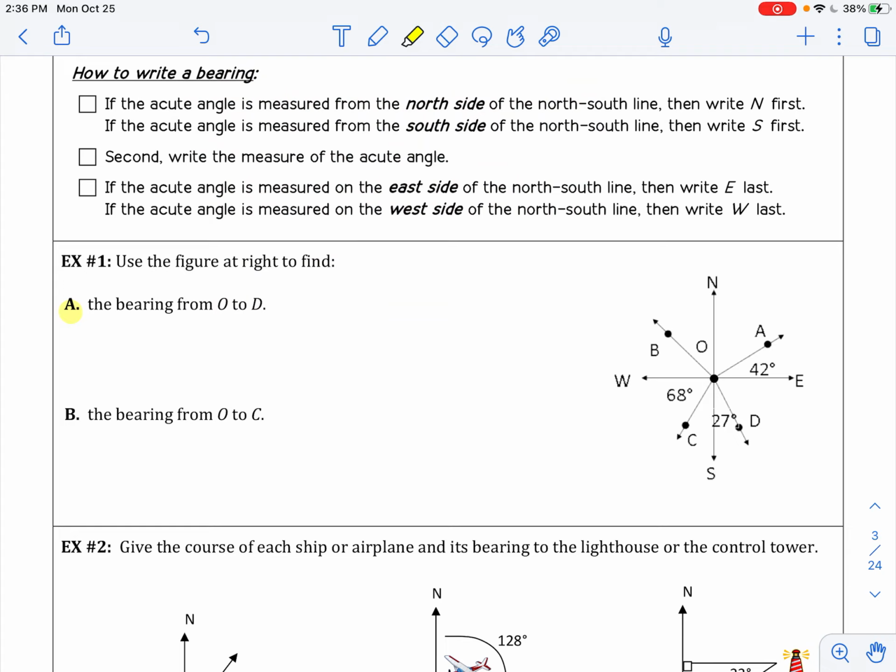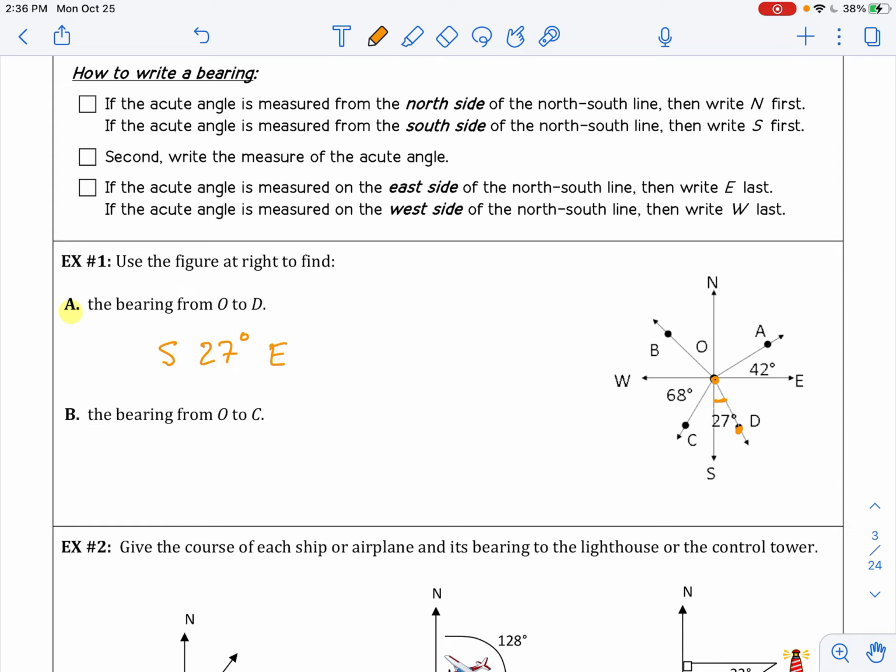All right, so the bearing from O to D. I'm looking from O to D. Now first of all, that's on the south side, so I'm going to write south, basically on the bottom half of the horizontal line there. Then I ask, what degree is given here? From south, there's a 27-degree line. And which way does it lean from there, left or right? It leans to the right, which would be east.